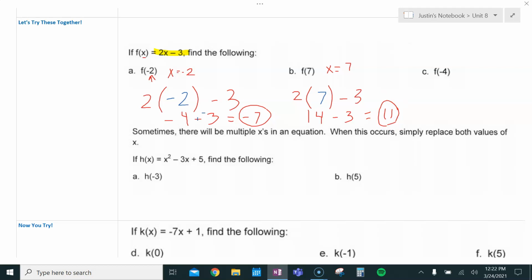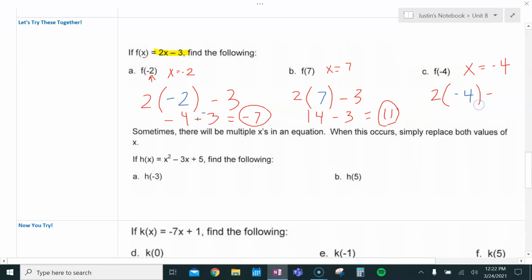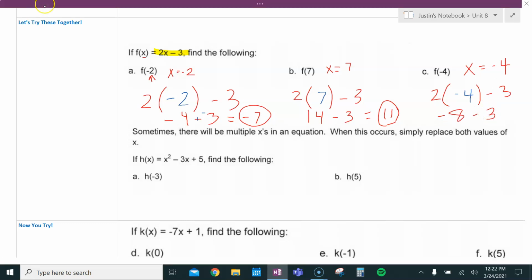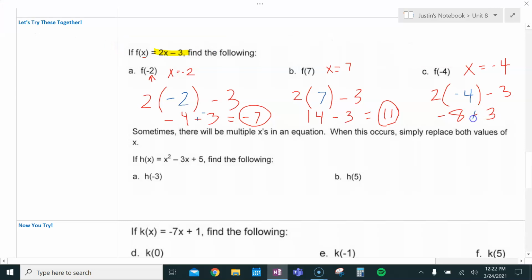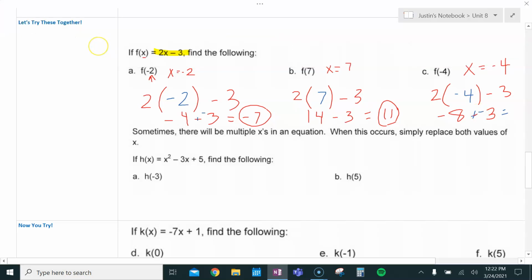Okay, and for the last part here, we're going to do the same idea. x is equal to negative 4. We're going to plug that into our function, 2 times the negative 4, close parentheses, and then subtract 3 after that. So 2 times negative 4 will give you negative 8, and then negative 8 minus 3. Again, you can change the sign to a positive. Once you do that, the 3 becomes a negative, and then we just add them together. And when you add negative 8 and negative 3 together, you get a negative 11.